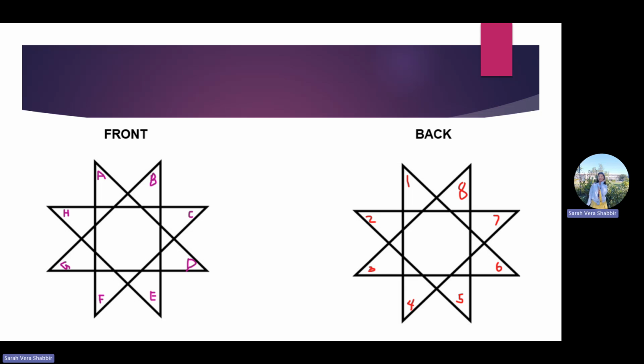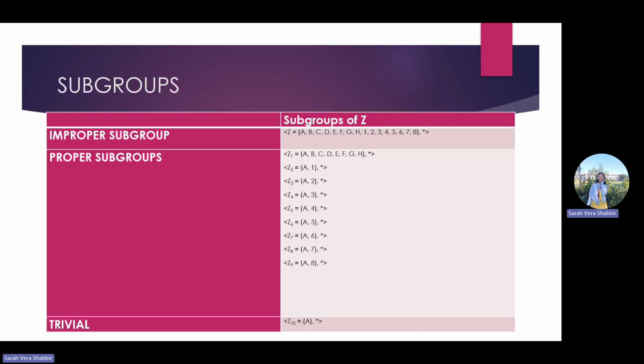Now, let's check if the geometric model forms some subgroups. But first, let's define what a subgroup is. A subgroup is defined as a subset of a group that itself forms a group under the same operation as the original group. Meaning, from the word subgroup, we're going to form a group from the group structure we have.